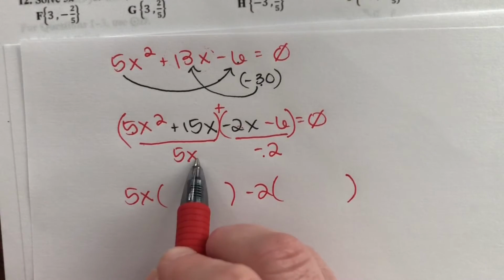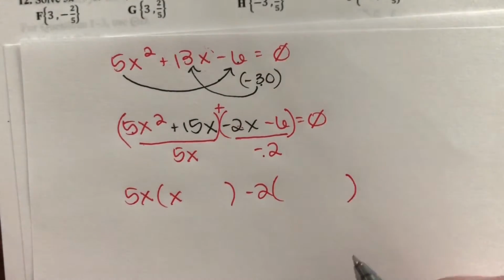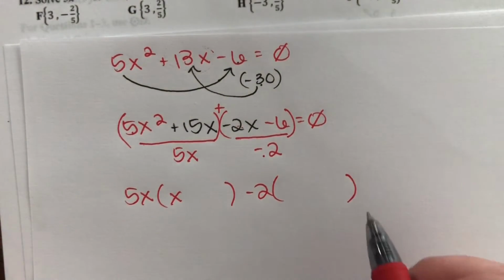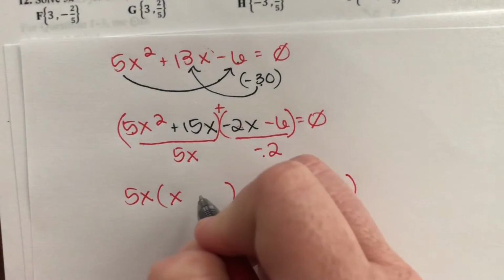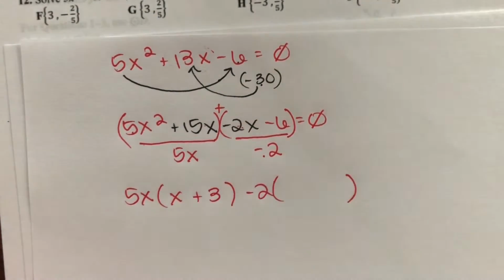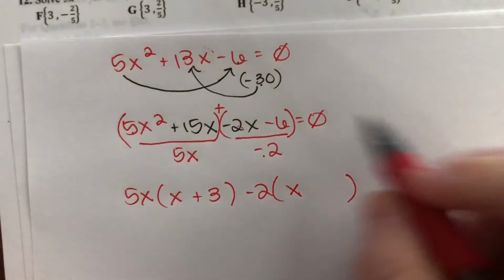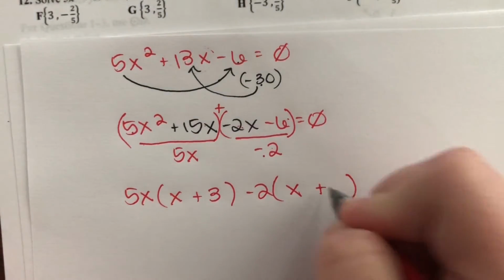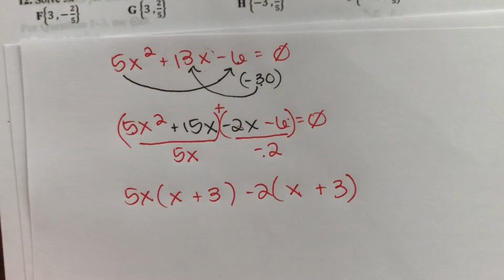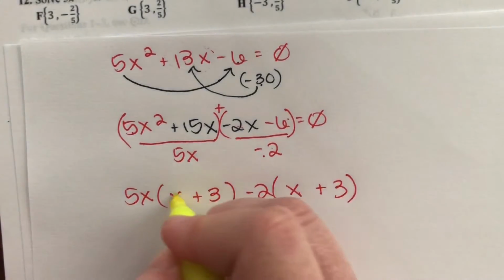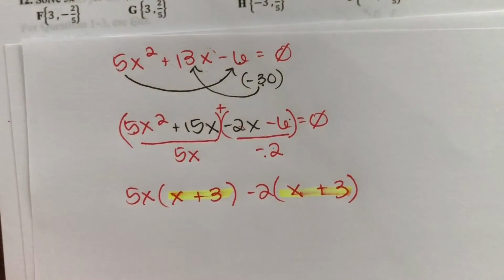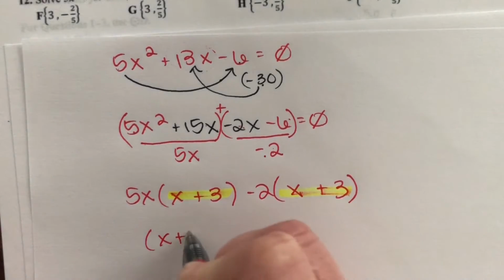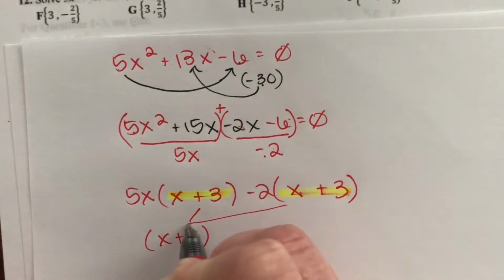5x squared divided by 5x is x. 15x divided by 5x is positive 3. Negative 2x divided by negative 2 is x. Negative 6 divided by negative 2 is positive 3. And what do we notice? That both of our parentheses match, which is what we wanted. So I'm going to rewrite that in front one time, x plus 3. I pulled both of those out.